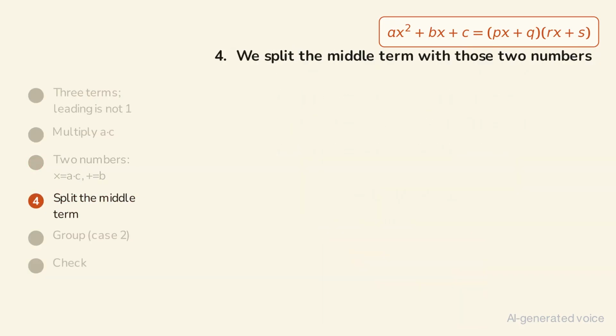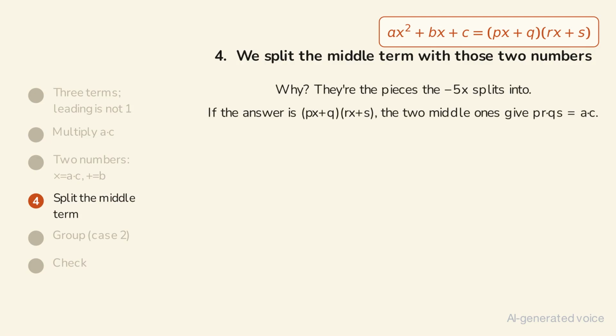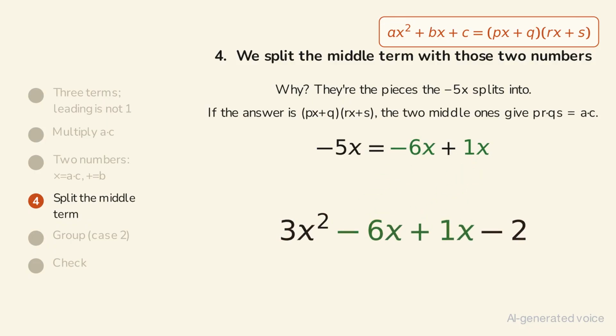Step 4, and here's the why, so it isn't magic. Those two numbers are the pieces the middle term splits into. Think about it. If the answer is px plus q times rx plus s, the two middle terms multiply pr by qs, which is exactly a times c. That's why their product is a times c, and their sum is b. So we split minus 5x into minus 6x plus 1x. And we rewrite the trinomial with four terms, 3x squared minus 6x plus 1x minus 2.